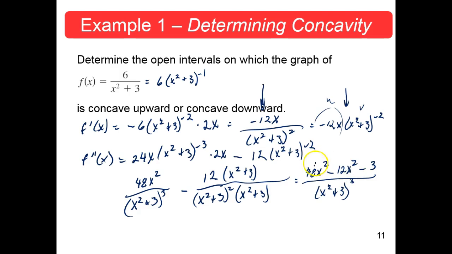Okay? Well, let's combine these two together and give you 36x squared minus 3. We can fix that a little bit. I'm rapidly running out of room here. That second derivative is equal to 36x squared minus 3. Let's factor out a 3. And it's 3 times what you have left, 12x squared minus 1, over x squared plus 3 cubed.